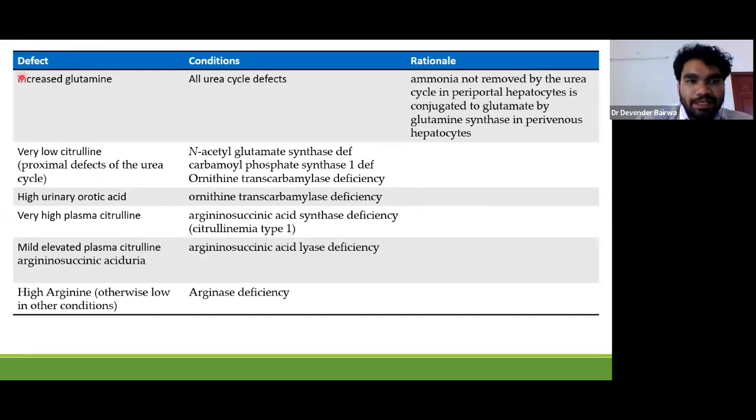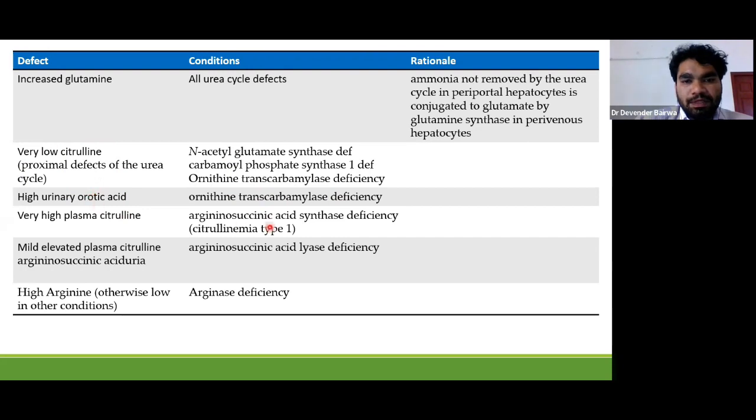Suppose you are having increased glutamine. As we discussed, increased glutamine is seen with all the conditions of urea cycle defects. This is because ammonia is not removed by the cycle, and in liver cells, glutamate is conjugated to ammonia to form more glutamine. Then we can see very low citrulline levels when there are proximal defects of the urea cycle, as there can be NAG synthase deficiency, CPS1 deficiency, or ornithine transcarbamylase deficiency. In these patients, citrulline will not form. That's why they will have low citrulline levels.